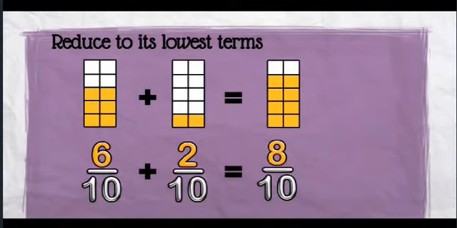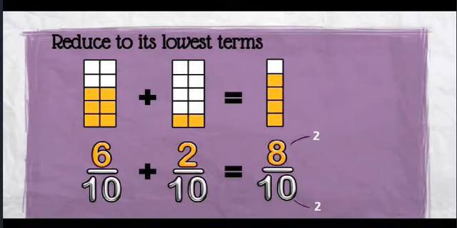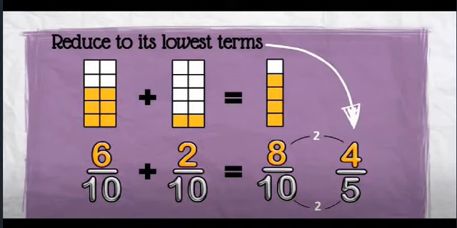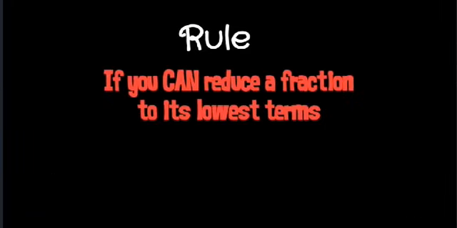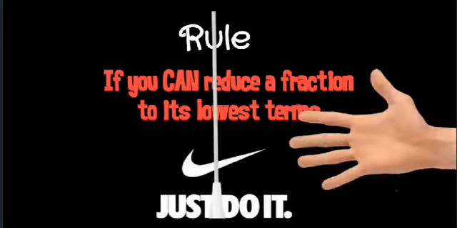We can simplify this fraction, and when we divide the numerator and denominator by 2, we get, yes learners, 8 divided by 2 is 4 and 10 divided by 2 is 5. That is a simplified fraction. It is now reduced to its lowest term. The rule is, if you can reduce a fraction to its lowest term, you just do it.